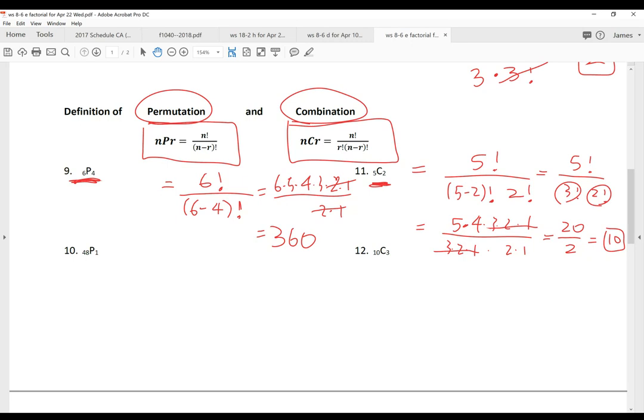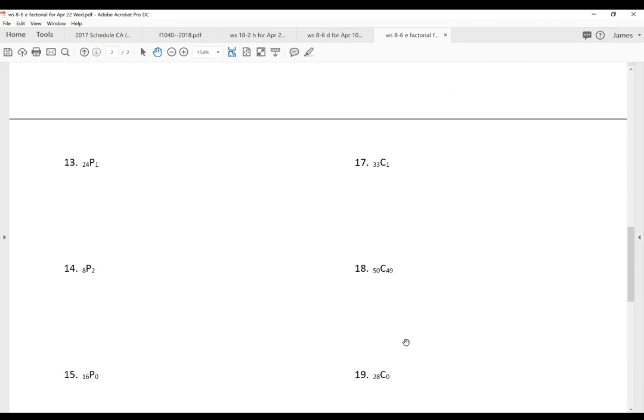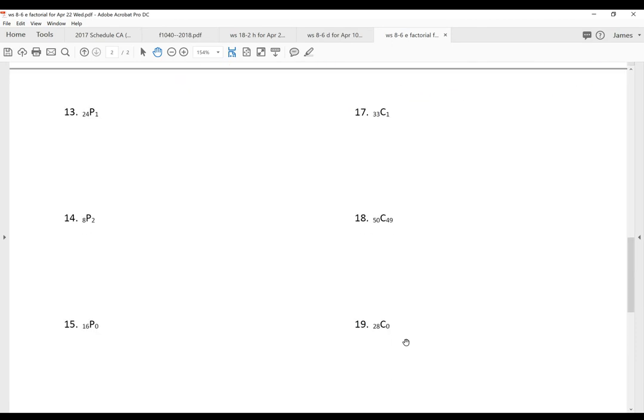Okay, just one more, number 13 on the back side. So 24P1. By definition, you start with 24 on top. And then on the bottom, you do 24 minus 1. And because it's P, we don't have a second number. We just have two numbers, which is 24 factorial over 23 factorial.